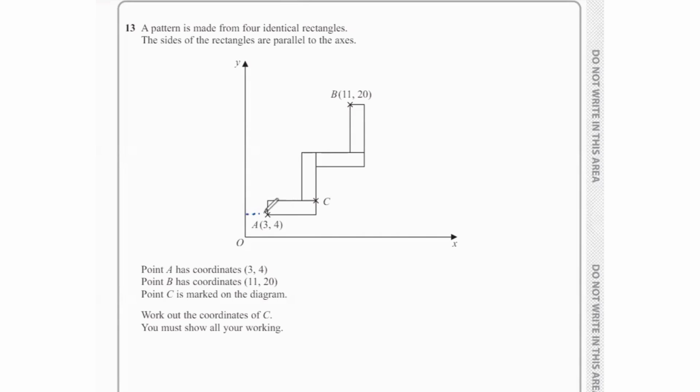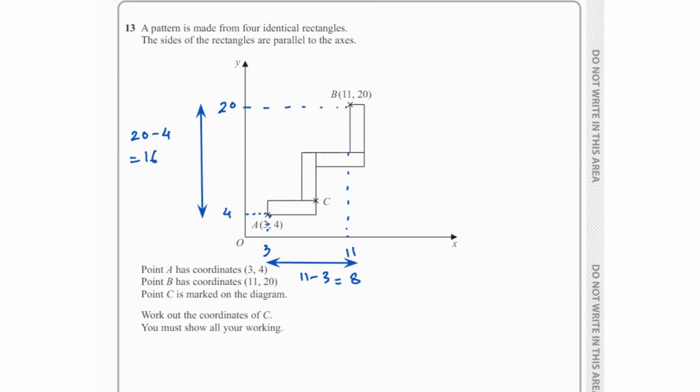So firstly, this is 4 over here, and this is 3. This over here is 20. This is 11, which means this part over here is going to be 20 minus 4, which is 16. And this difference over here will be 11 minus 3, which is 8.